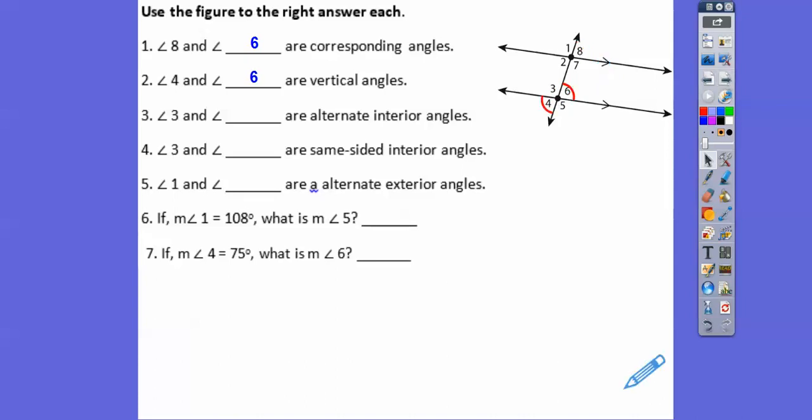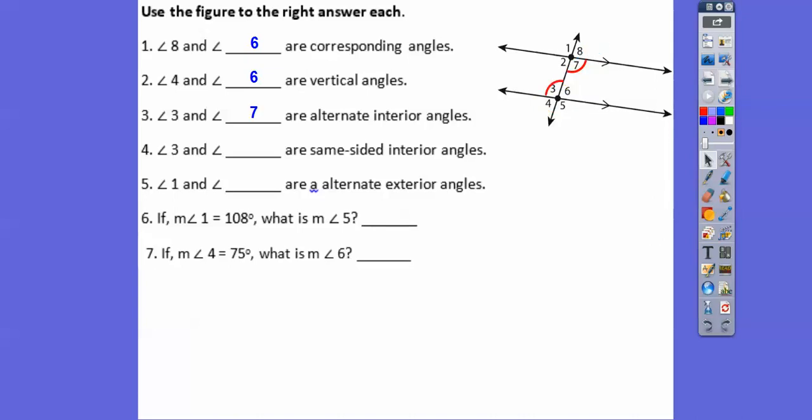And then 3 and blank are alternate interior. Here's 3 right here. Interior means these angles inside right here. Exterior would be these guys on the outside. Interior is on the inside. Alternate means it's on one side and the other one's on the alternate side. So 3 and 7. I know 3 and 6 are on alternate sides, but we already have a name for those. Those are called a linear pair. So 3 and 7 are the alternate interior angles.